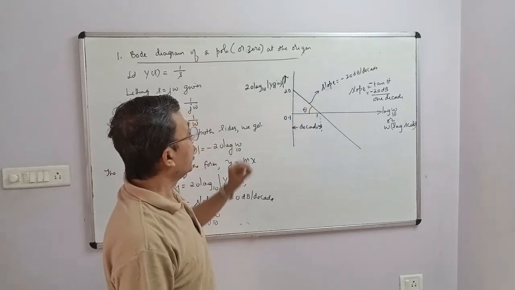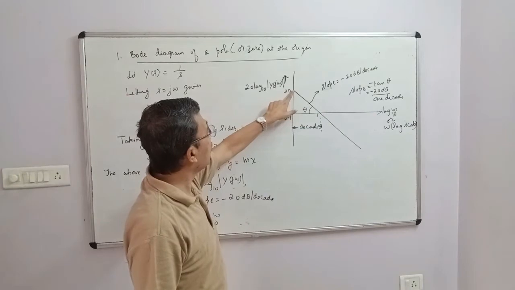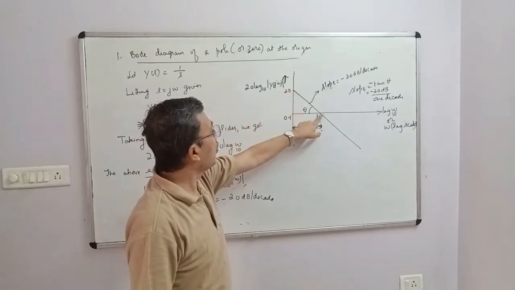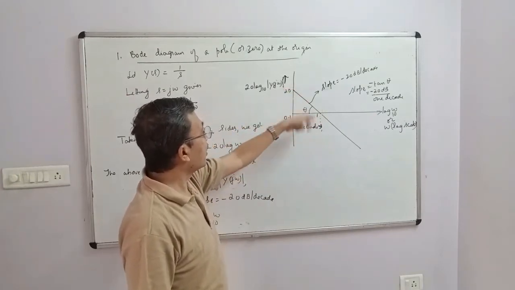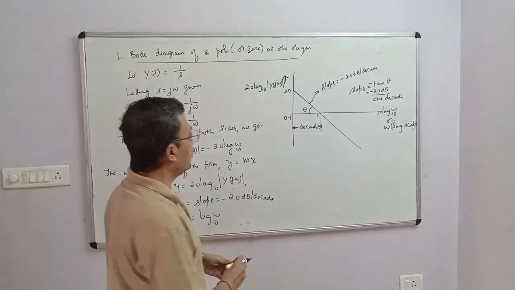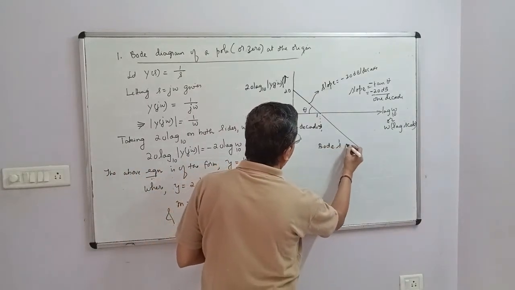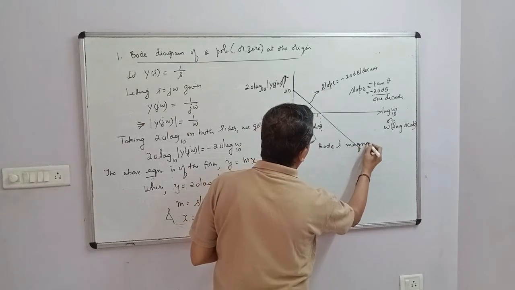In other words, if you want a line of slope equal to minus 20, you will connect 20 dB with omega equal to 1 and draw a line. That line will have a slope equal to minus 20 decibels per decade. This is the Bode's magnitude diagram.